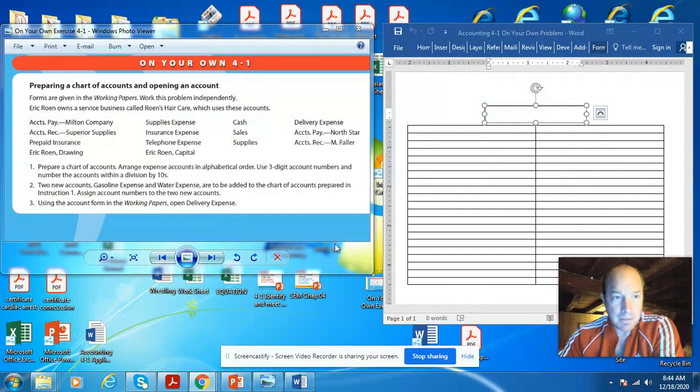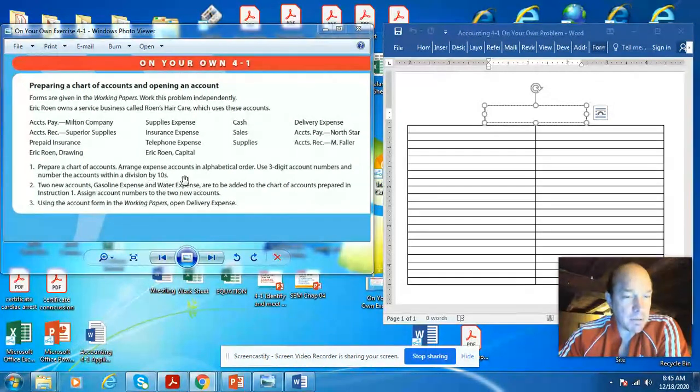Here we go. This is the assignment in accounting yesterday on preparing a chart of accounts and opening an account. Forms are given in the working papers. I gave you the form here. Eric Roen owns a service business called Roen's Hair Care, which uses these accounts: A.P. Milton, A.R. Superior, prepaid insurance, Eric Roen drawing, supplies expense, insurance expense, telephone expense, Eric Roen Capital, cash, sales, supplies, delivery expense, A.P. North Star, and A.R.M. Faller.